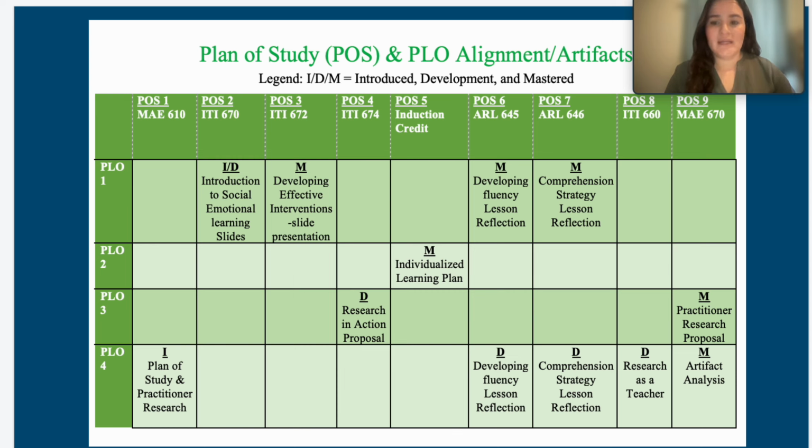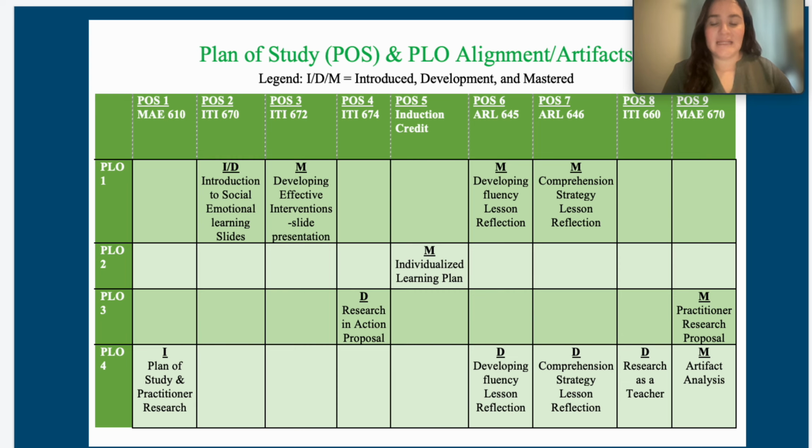For the first one, the first course that I took for my master's program was the MAE 610. For this course, I chose the artifact called Plan of Study Outline. For this artifact, I chose PLO 4 to go along with it, and I chose I for introduced.